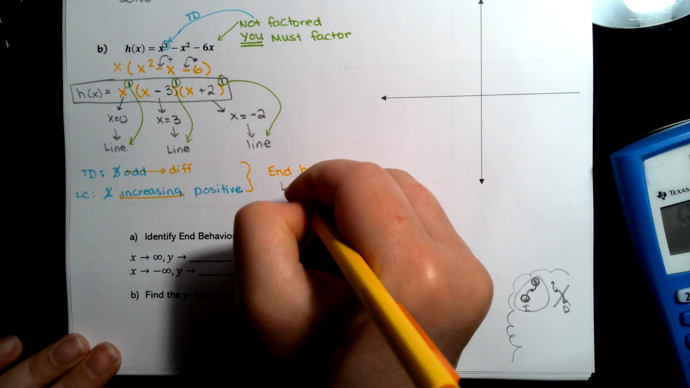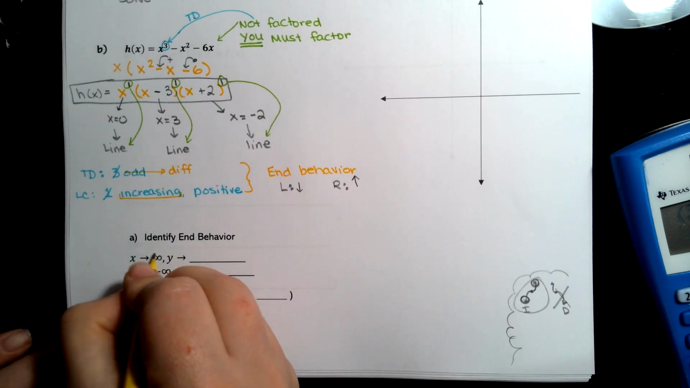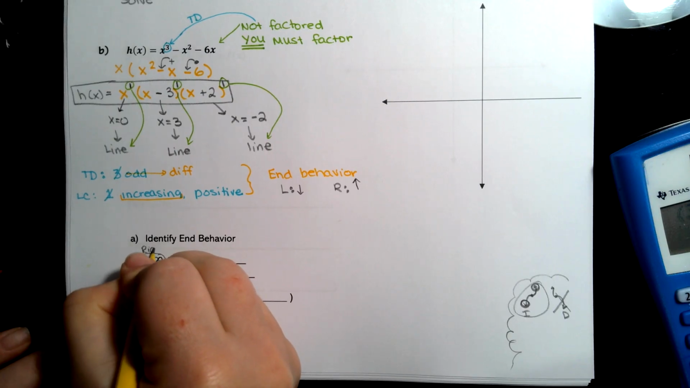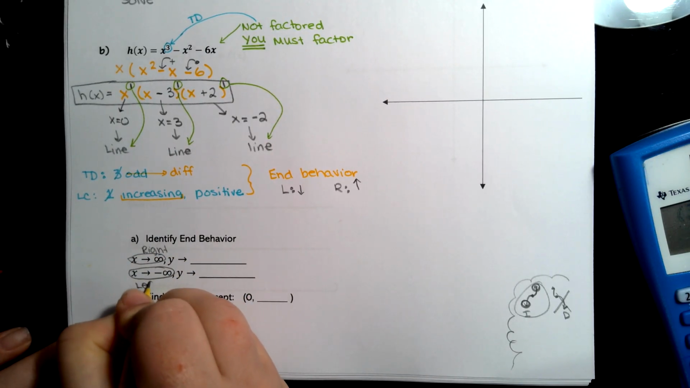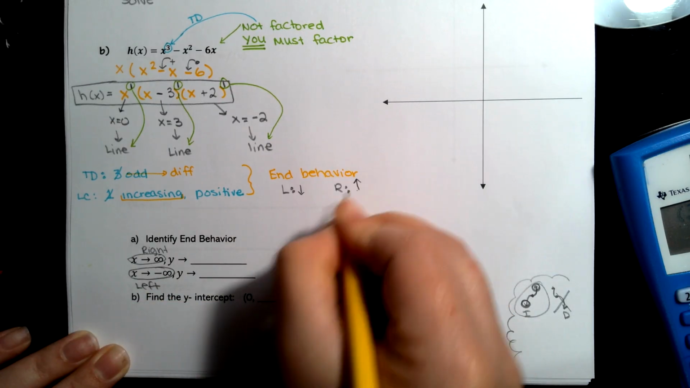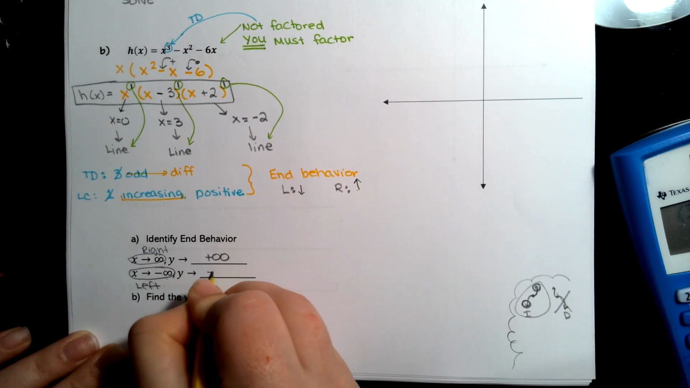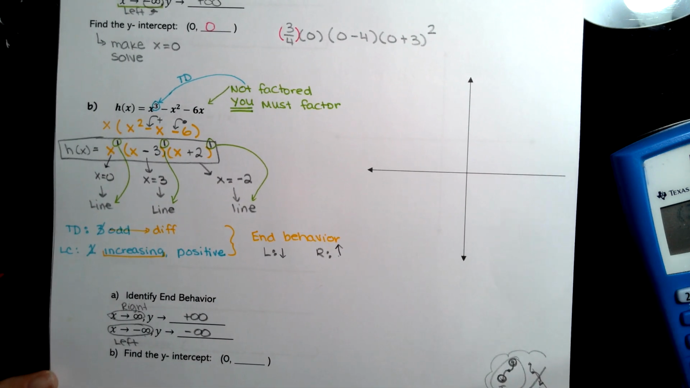You can see that your left-hand side is going down and your right-hand side is going up, which means, here, x going to infinity means you're going to the right. x approaching negative infinity means we're going to the left. So on the right-hand side, we're going up to positive infinity. On the left-hand side, we're going down to negative infinity. Okay, let's go ahead and graph.